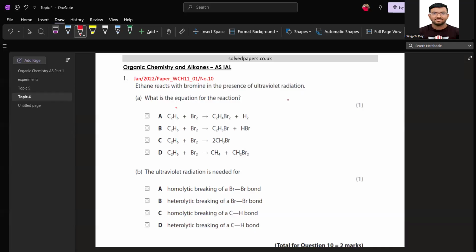Considering that bromine is a diatomic molecule, one bromine basically attaches itself to the carbon right here, while the other bromine reacts with the displaced hydrogen and produces the hydrogen halide. So our most logical answer would be option B. All right, both of you, did you understand?